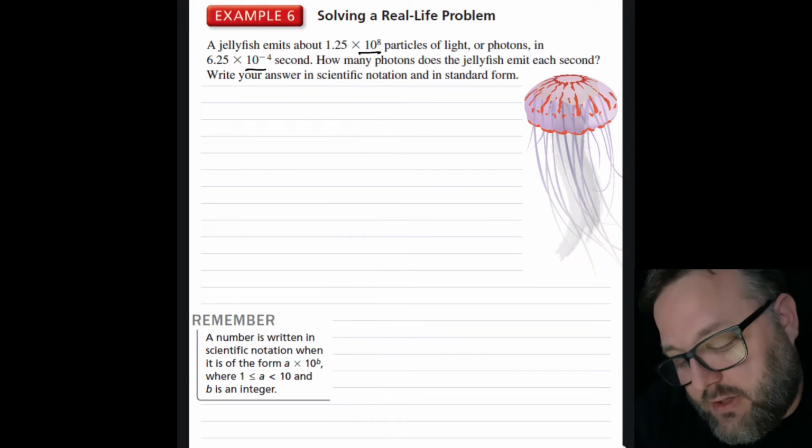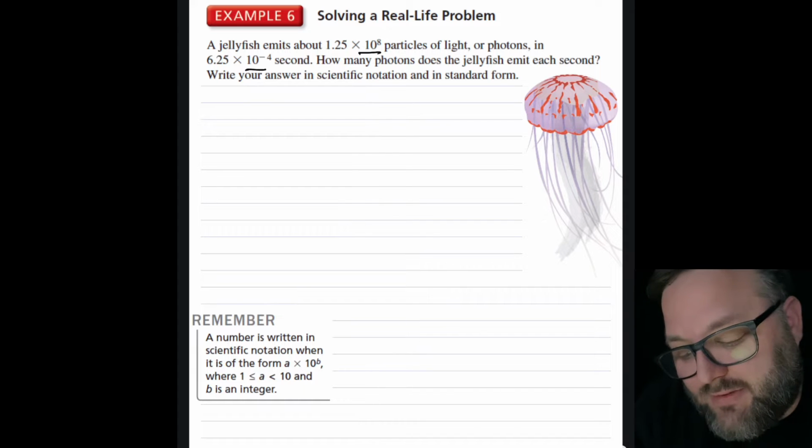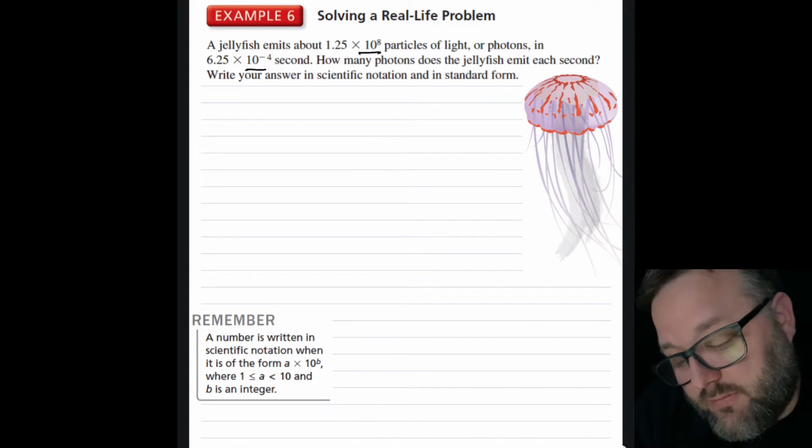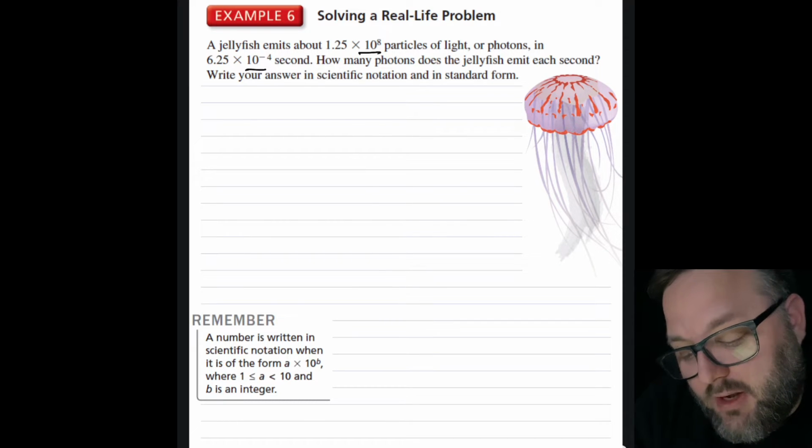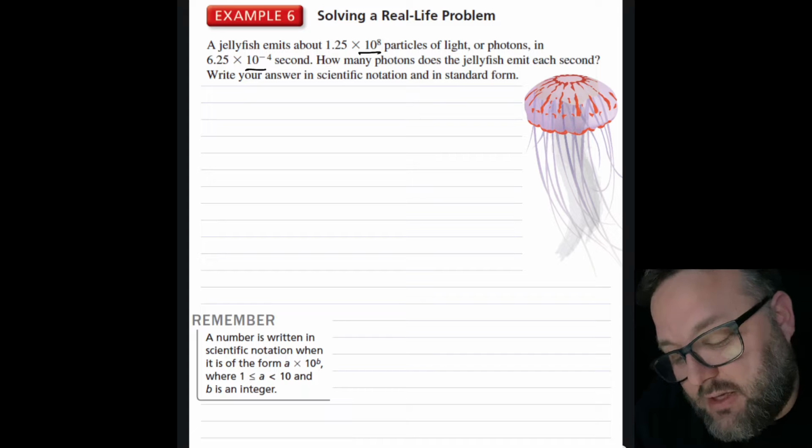A jellyfish emits about 1.25 times 10 to the 8 particles of light or photons in 6.25 times 10 to the negative 4 seconds. How many photons does a jellyfish emit each second?